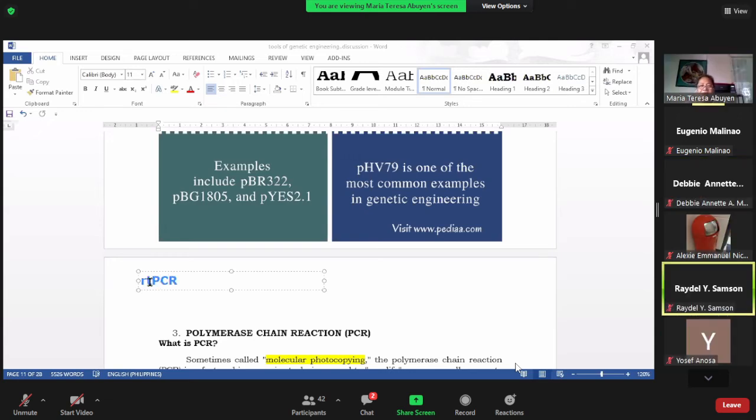RT from reverse transcription polymerase chain reaction.